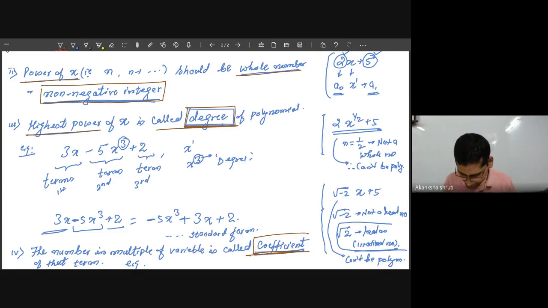Student, can I go on to the next page for explaining this coefficient? Yes, sir. Here we can see that this minus 5 we are taking here, the 3 we are taking here, so this is called the coefficient of x cube. Okay, student? So basically we are taking the coefficient of that term or that variable.